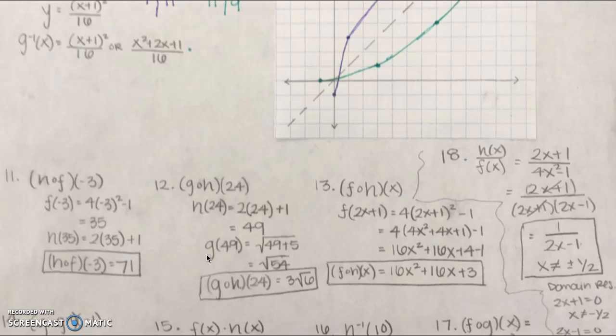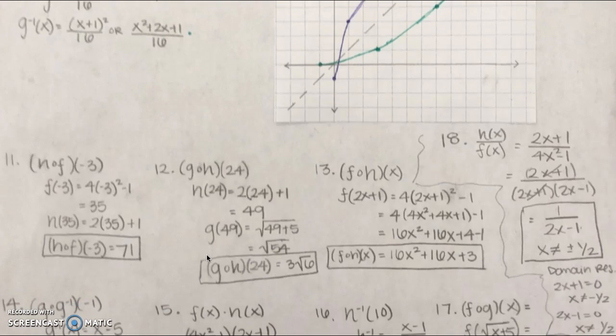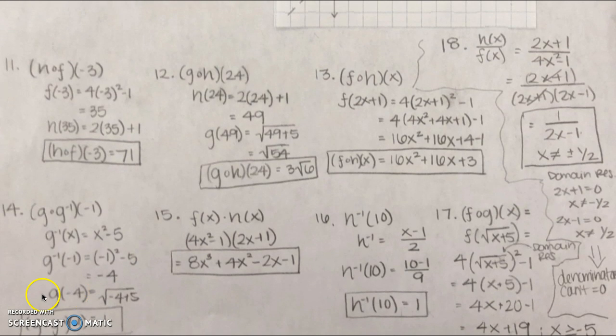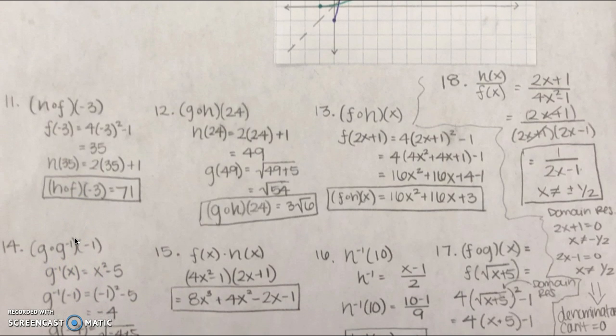Lastly, you asked for 14. So 14 says g of the inverse of g. So the first thing that you have to do is actually find the inverse of g. So remember, switch x and y, solve for y. So g in this case, I don't have it in front of me, but it was a square root function. So if you switch x and y and solve for y, you end up with x squared minus 5.